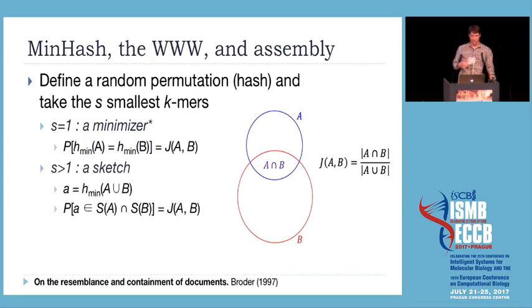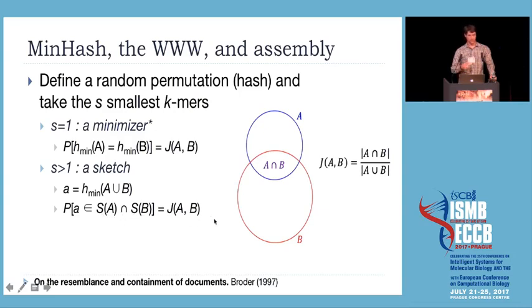Broder's formulation was much more general though because he was looking at collections of more than a single minimizer. And so here if you let A be the minimum value out of a hash of the union of A and B, the probability that that minimum value exists in the intersection of your two sketches is also equal to the Jaccard.